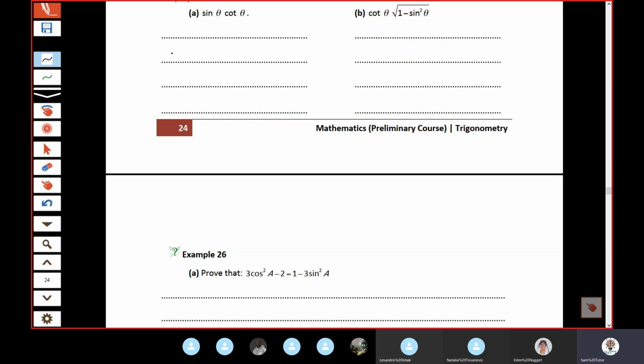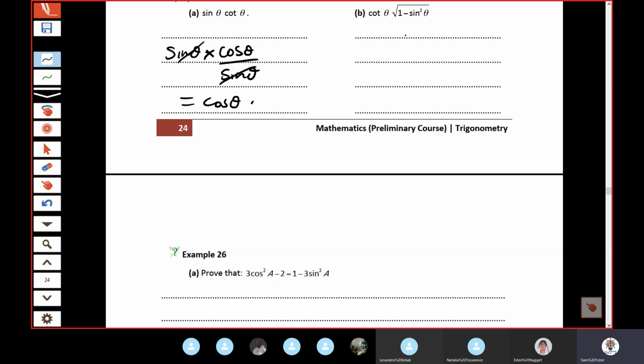So sine cot theta is 1 on tan, but it's also cos on sine. And then what happens to my two sines? Cancel out, you've got cos theta.